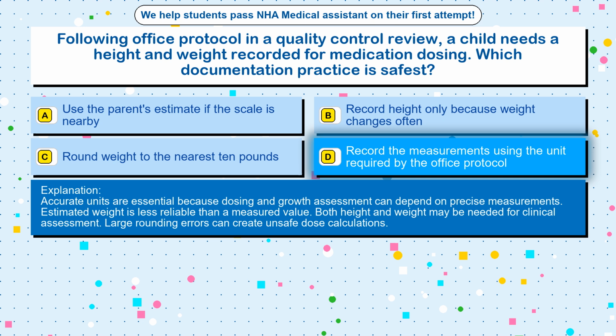Accurate units are essential because dosing and growth assessment can depend on precise measurements. Estimated weight is less reliable than a measured value. Both height and weight may be needed for clinical assessment. Large rounding errors can create unsafe dose calculations.